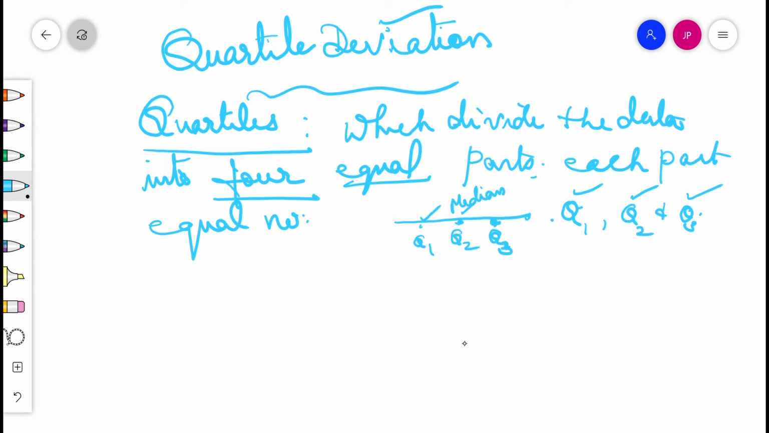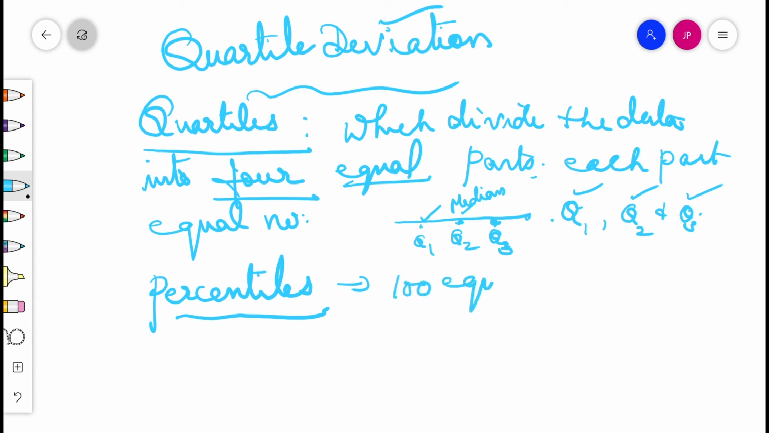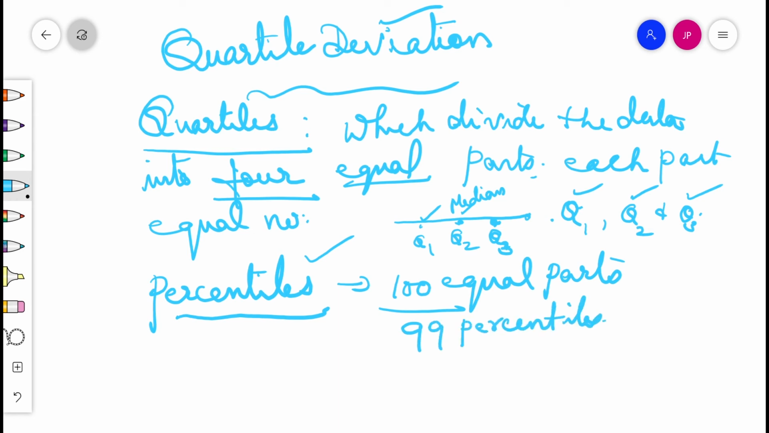Like that, we have another concept. We heard about percentages, like that, percentiles. Percentiles divide the series into 100 equal parts. For any series, there are 99 percentiles, denoted by P1, P2, P3, up to P99. P50 is the median value. If anyone secures 85 percentile in examination, it means that his position is below 15% of the total candidates appeared in the examination.